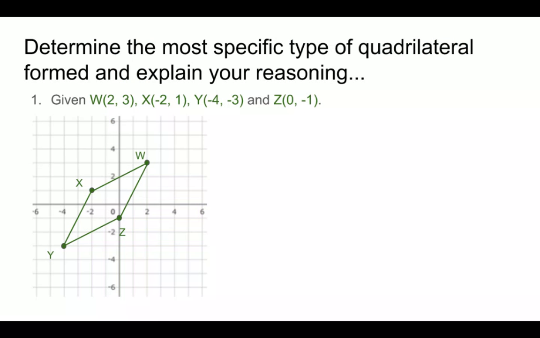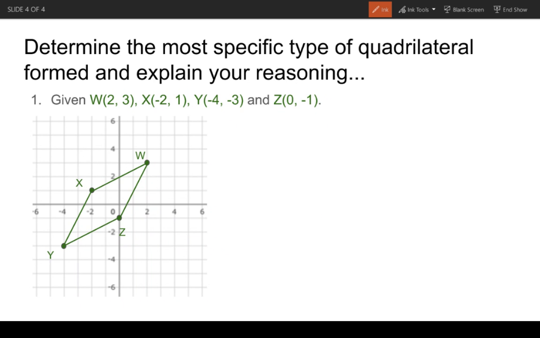So the problem that we are going to be looking at here is asking us to determine the most specific type of quadrilateral formed and explain our reasoning given these 4 points, which I've already graphed here for us. Now remember, we cannot assume anything about the angles or the lengths of the sides until we prove it. So we need to use those two formulas to do so. So let's start first by finding the slope of each one of these sides.